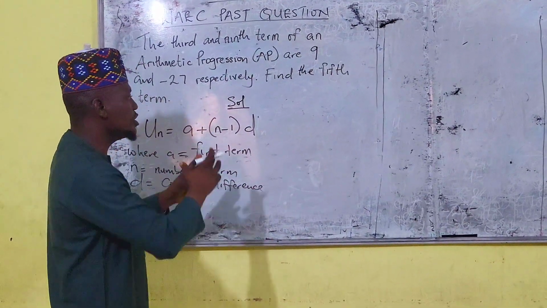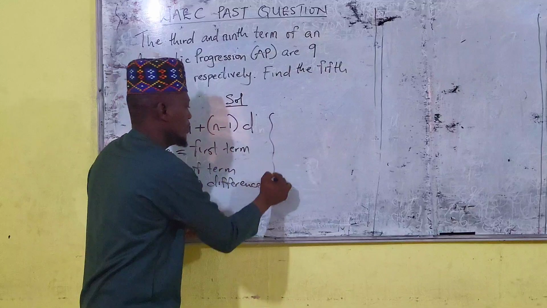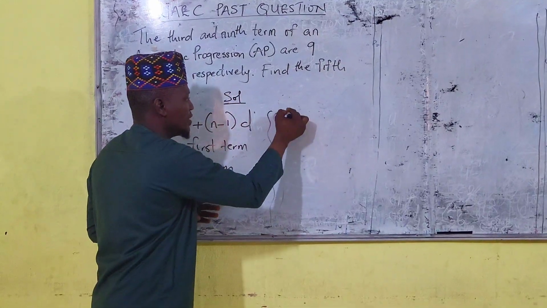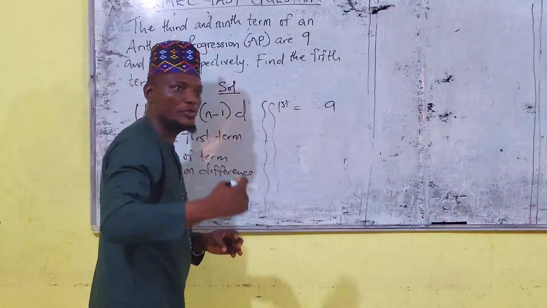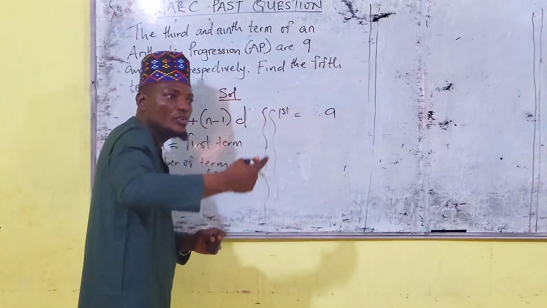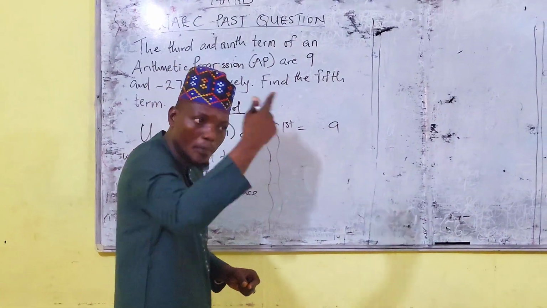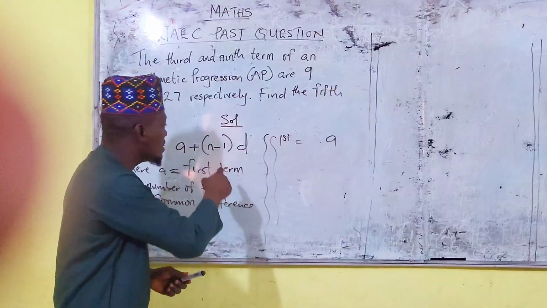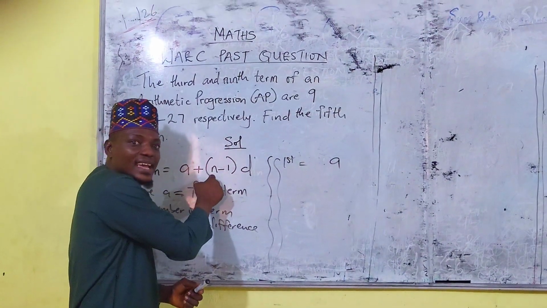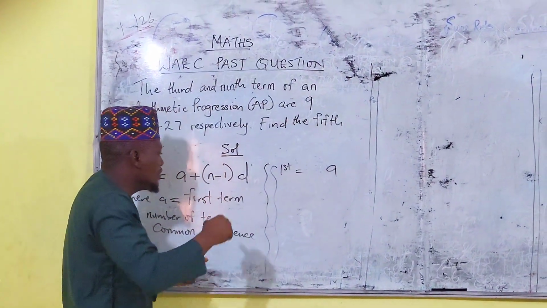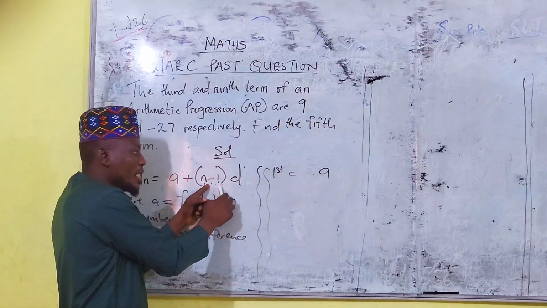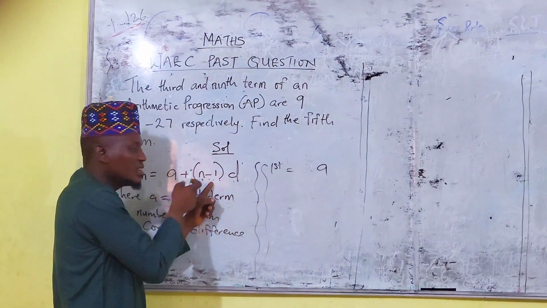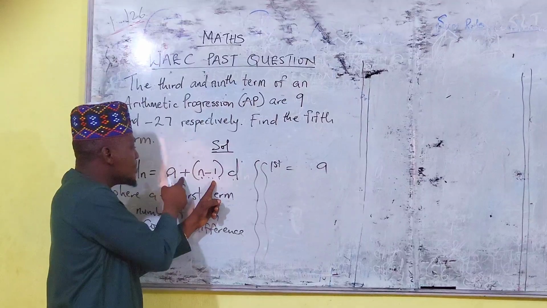So initially, if you're talking about the first term, our first term is what? a. Now, when you are dealing with the second term, that second means 2, which is the number of terms we are dealing with. If you put 2 here, it will be 2 minus 1. That will be 1d, which is equivalent to d, which means your second term will be a plus d.